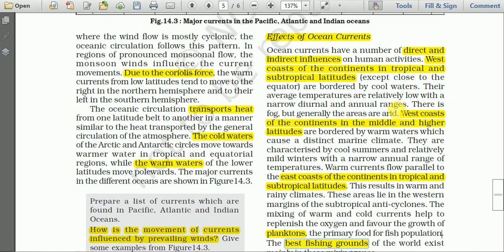Okay, boys and girls, are you clear? Do you have questions regarding the effects or the significance of ocean currents, or about the relation between the planetary winds and ocean currents?